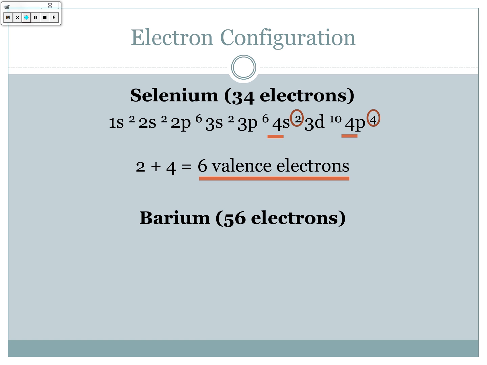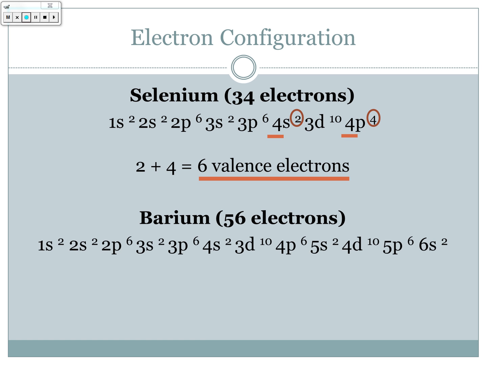Let's take a look at barium. It has 56 electrons. Its electron configuration is as follows: 1s2, 2s2, 2p6, 3s2, 3p6, 4s2, 3d10, 4p6, 5s2, 4d10, 5p6, and 6s2. I'd like you to take a minute and identify its highest energy level and the number of valence electrons in that energy level.